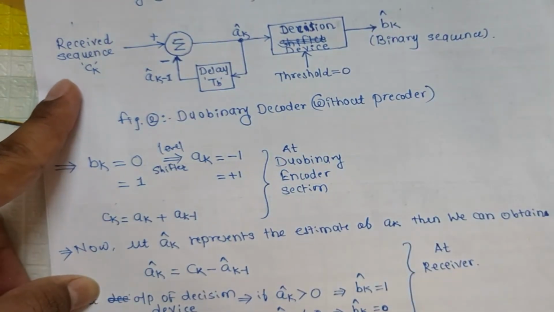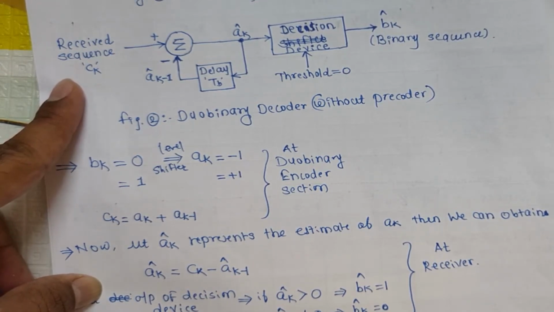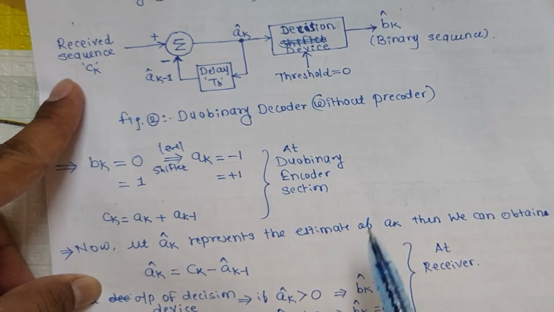So how does the decision device make the decision? If this ak cap value is greater than 0, the output is equal to 1, and if ak cap value is less than this threshold value 0, then the output is equal to 0. So this is the operation of the duobinary encoder and decoder. Now let us try to study these things with the help of an example.